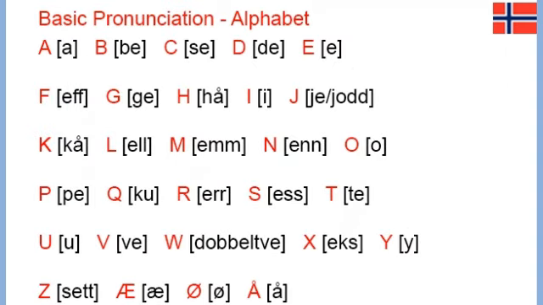For basic pronunciation, let's start with the alphabet. As you will see, the Norwegian alphabet has three extra letters, Æ, Ø, Å. But we will start from the beginning. I will speak each letter slowly, so you can listen, and if you wish, repeat in the pauses in between.